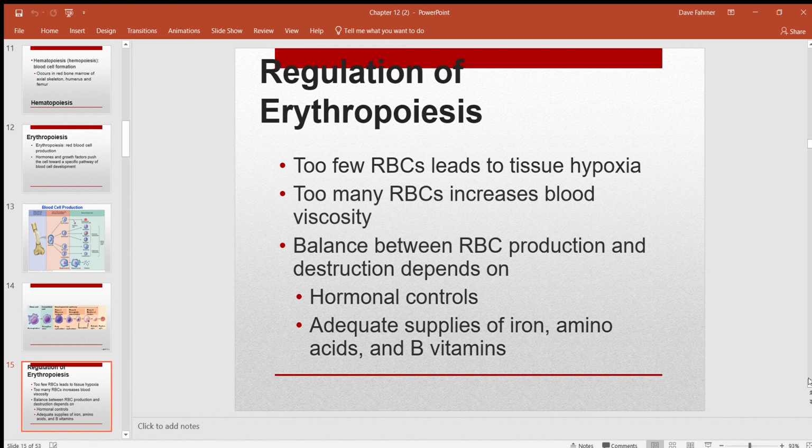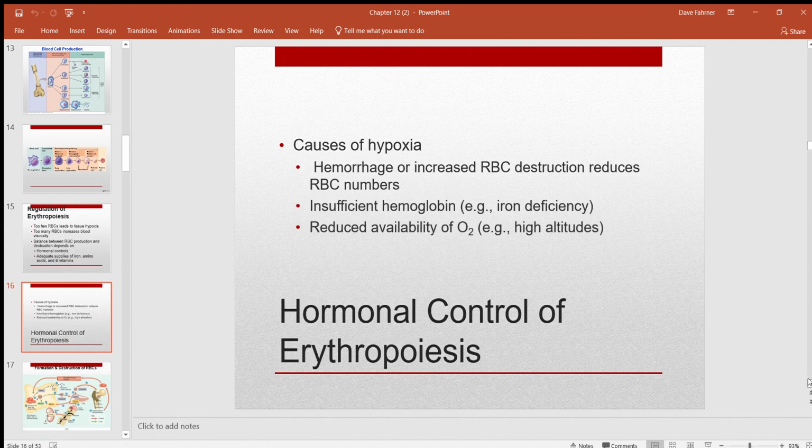Sometimes we have too few red blood cells, which leads to something called hypoxia, which means you don't have enough oxygen. When you have too many red blood cells, this increases the blood's thickness, and that's not a good thing either. There's usually a good balance between the red blood cell production and the destruction that goes on in the spleen. And this is controlled by hormones in the body, chemical messengers, and a number of other things.